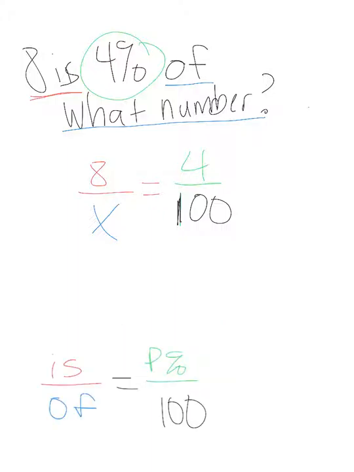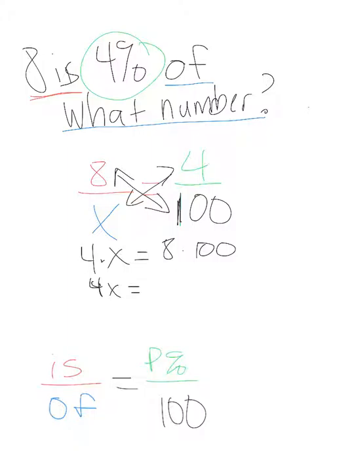Now I use cross products to solve. We multiply those two, and we multiply those two. So 4 times X is equal to 8 times 100. So we have 4x is equal to 800. And then to get x by itself, or solve for x, we have to divide both sides by 4. So x is equal to 200.